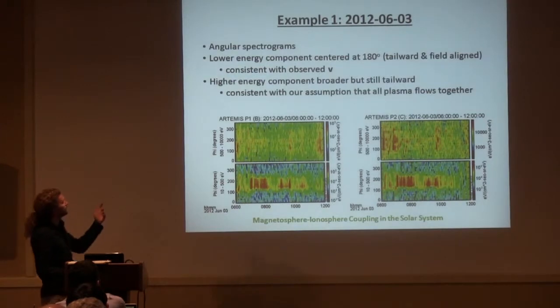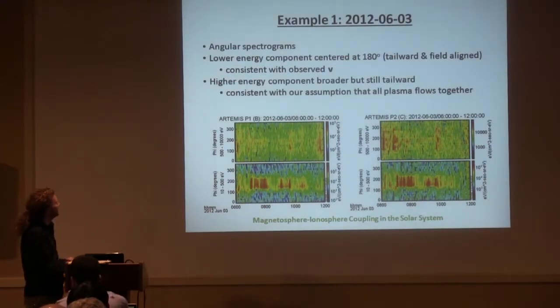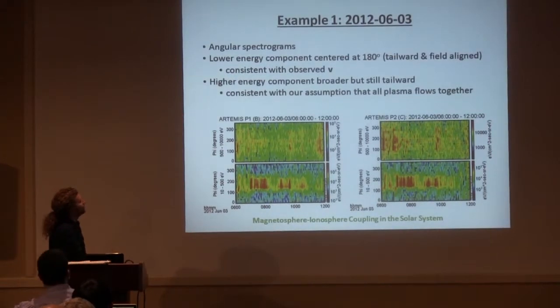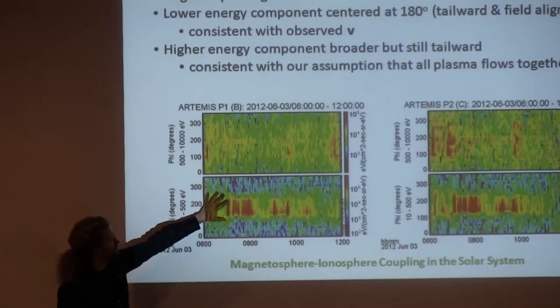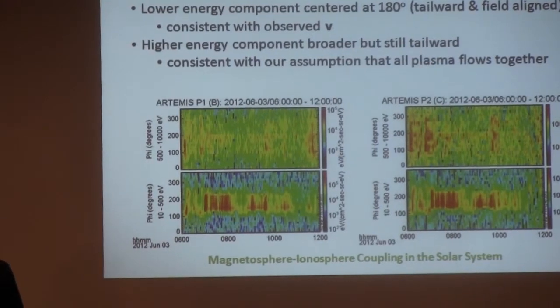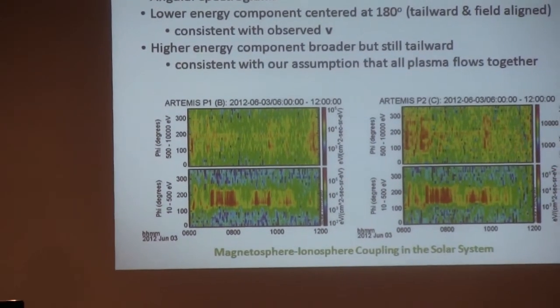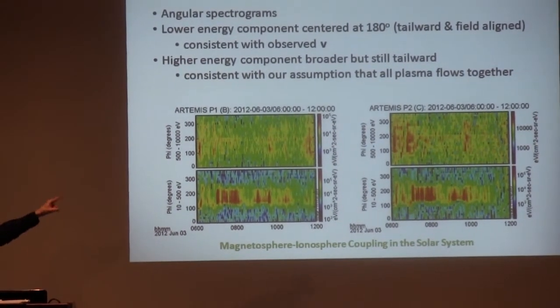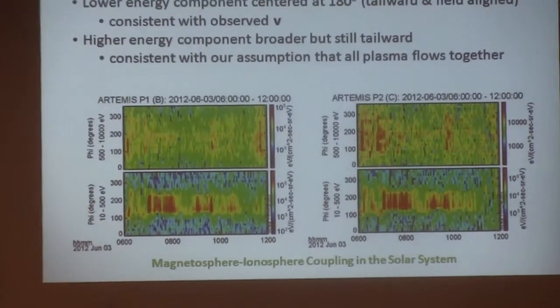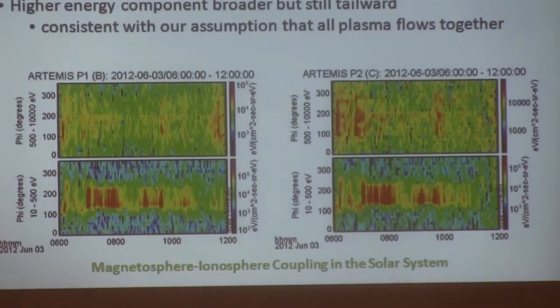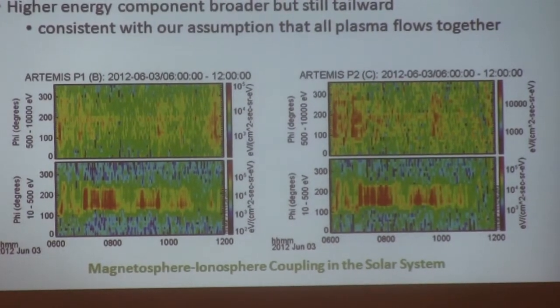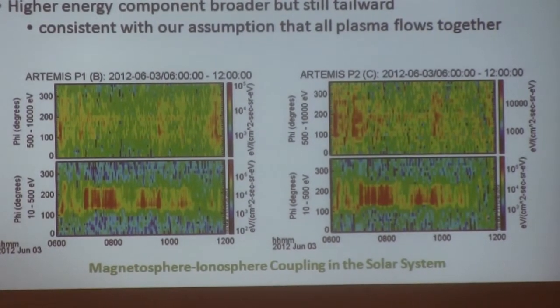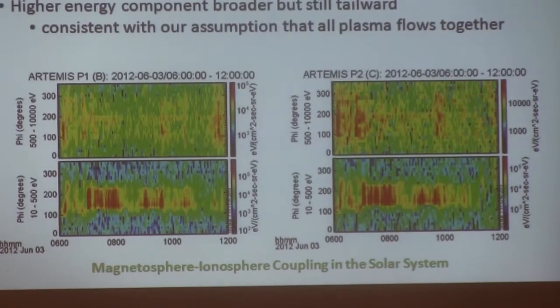Let's see. And even look at the direction. So these are angular spectrograms, and we look at the lower energy component. That's here, presumably the hydrogen. And we look at the direction those ions are moving. They're moving at 180 degrees, which means they're moving tailward. And they're field aligned, since the magnetic field was in the minus x direction, which is consistent with that about 100 kilometers per second velocity that was measured from the moments.